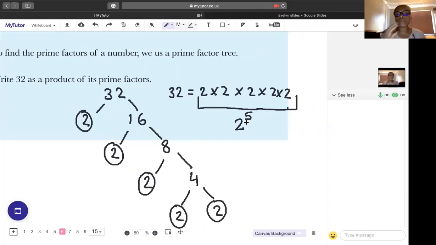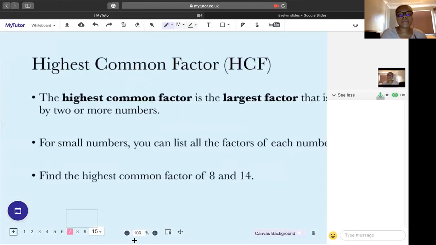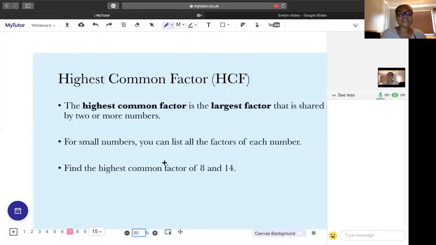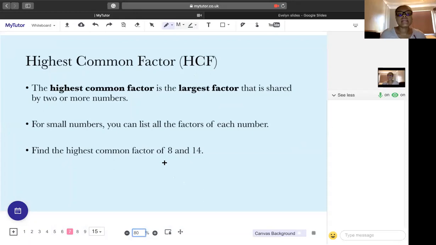All the numbers that we've circled, all that it's telling us is that if we multiplied all of these numbers together, it would give us our original number. So this kind of leads us on to highest common factors. Now, highest common factor, if you have 2 or more numbers, the highest common factor between the 2 numbers is the largest factor that is shared between them.